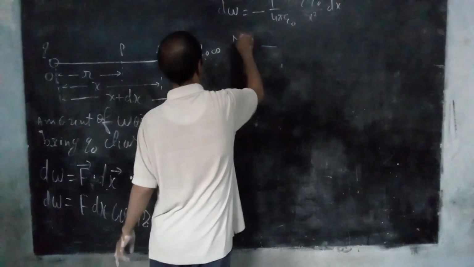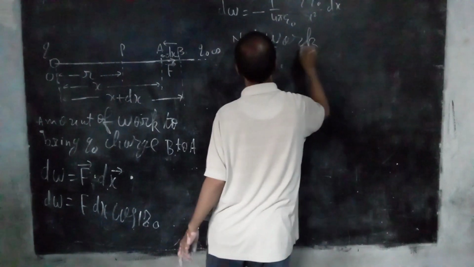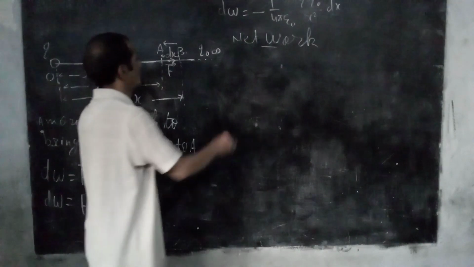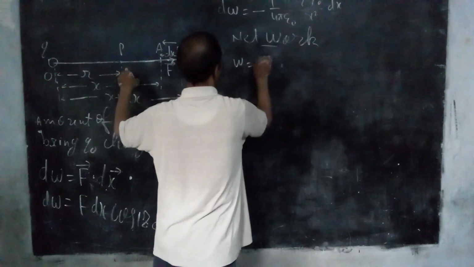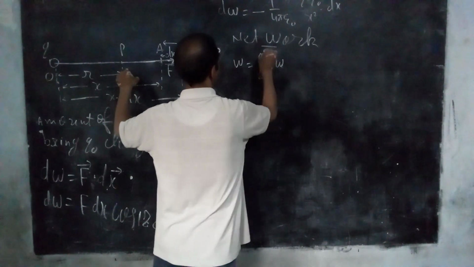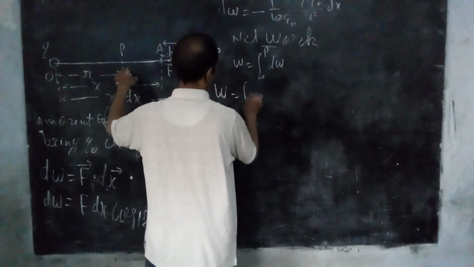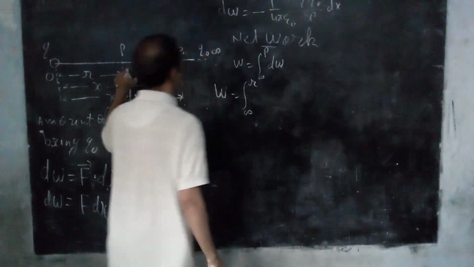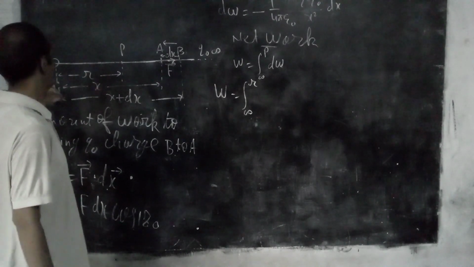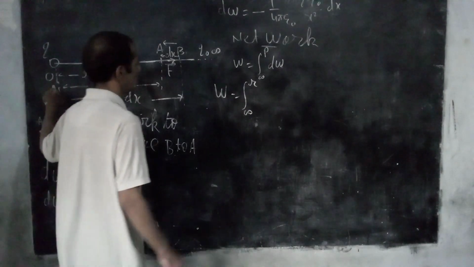So the net work done in bringing the test charge from infinity to point P is given by W equals the integration of dW from infinity to R. The distance of point P from the reference charge Q is R.